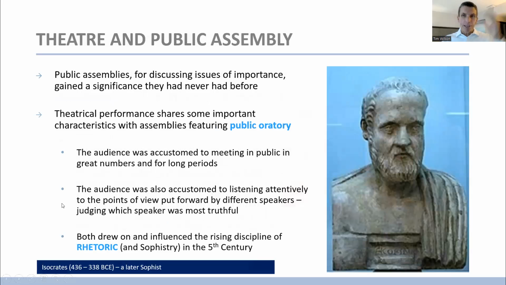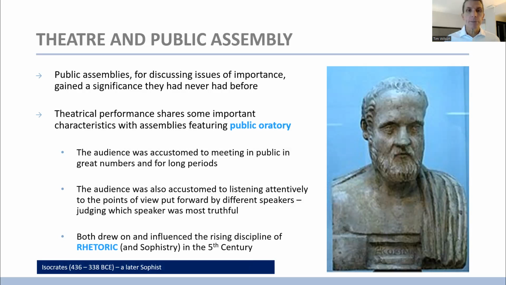And it's difficult for us to imagine, right? It's chaotic enough in the Canadian House of Parliament with 338, is it now, members? So the public assemblies for discussing issues of importance gained a significance they never had before in Athens at this time because of this democratic form of government.